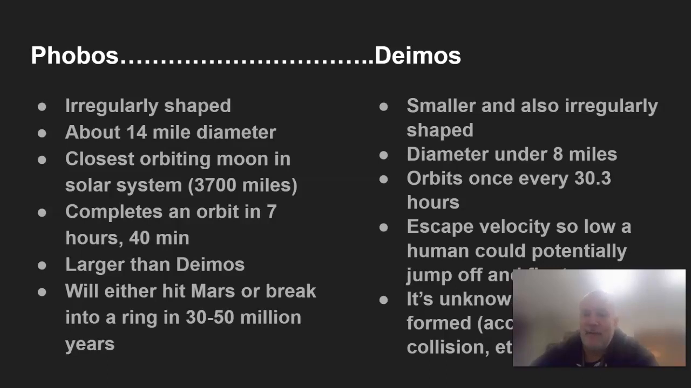It is not spherical. It orbits every 30.3 hours, and its escape velocity is so low that a human could potentially jump off of it and float away. So your legs would be strong enough to push you right off that moon and you just float into space. It's unknown how it formed. It might have accreted, it might have collided, it might be a captured asteroid.